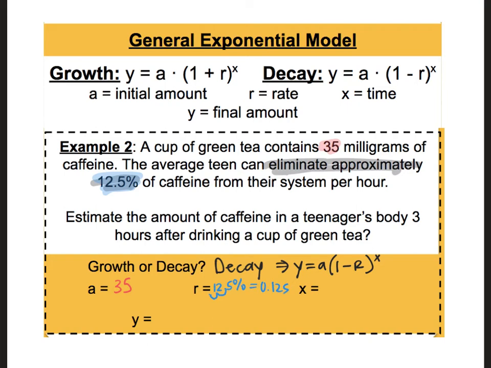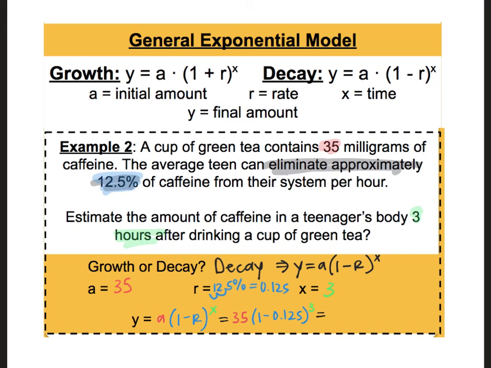And then x is the amount of time that's passed. The last part says, estimate the amount of caffeine in a teenager's body after 3 hours, 3 hours after drinking a cup of tea. So our time passed is going to be 3. From here, we're just going to plug everything into our equation. Again, we're using a times 1 minus r to the power of x. When I plug that in, my a value is 35. We're going to do 1 minus 0.125, and then all of that to the power of 3.